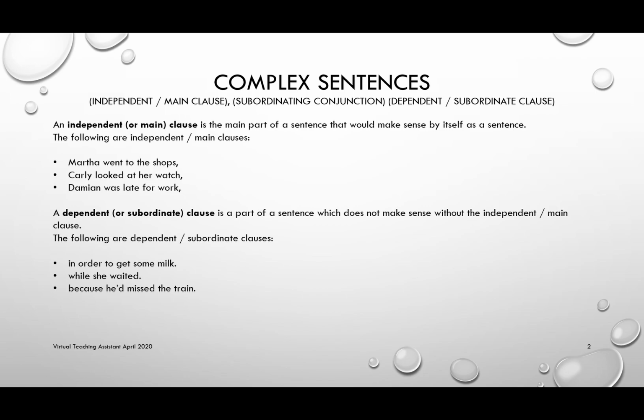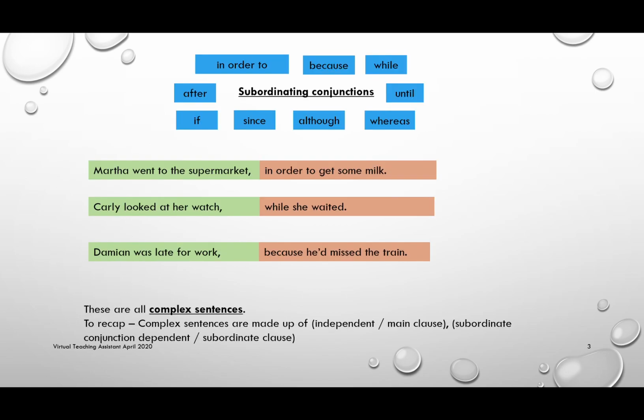Now the following are dependent and subordinate clauses. In order to get some milk, while she waited, because he'd missed the train. So that leaves people wondering, what actually is it talking about? Okay, now let's see if we can put them together. All right, so I've got some examples of subordinating conjunctions up here, but there really are many more. So please do look them up because you can make much better sentences than I can.